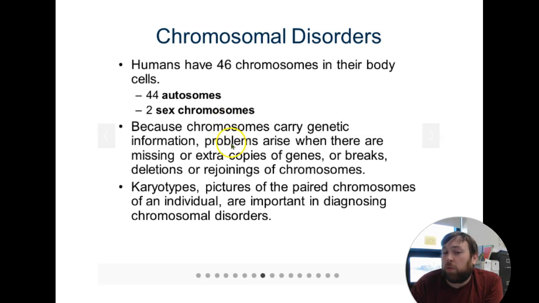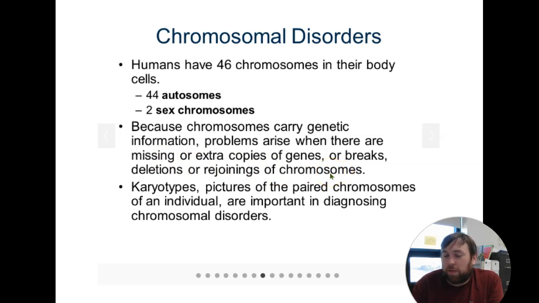Now, because these chromosomes carry the genetic information, they literally are bundles of genes wrapped around each other. It tends to occur when you have these gametes made, the sperm and eggs being produced inside your body, that problems are going to arise when there are extra copies or missing copies of these chromosomes or parts of these chromosomes missing, or even breaks and deletions and rejoinings of these chromosomes.